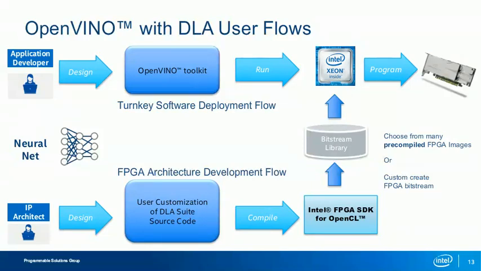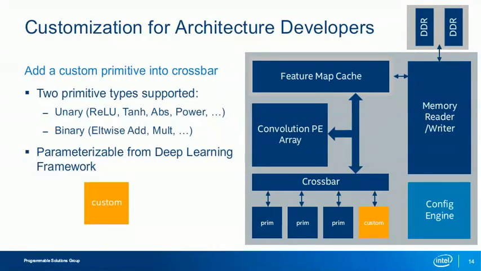Or you can even write your own deep learning primitives using OpenCL, which are then synthesized and compiled into an FPGA image. The software application then will be able to access the custom bitstream using the same OpenVINO inference engine API. If you need to customize the FPGA architecture, the Intel FPGA DLA Suite allows you to select and place a custom collection of pre-optimized primitives and convolution PE arrays onto the FPGA.